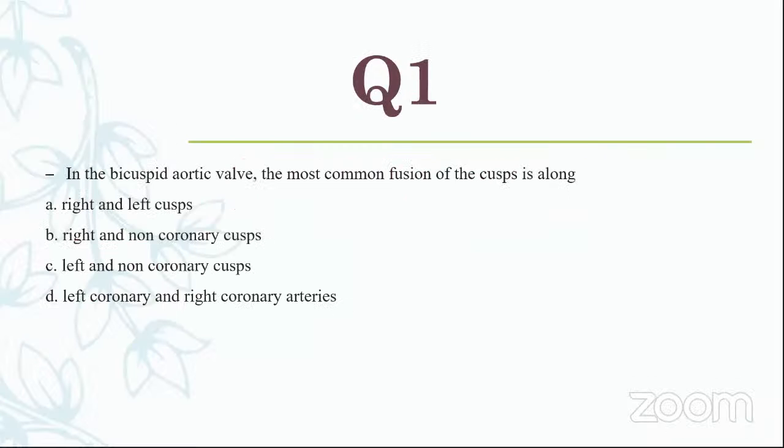Okay, this is the first question. In the bicuspid aortic valve, the most common fusion of the cusps is along which one? A, the right and left cusp; B, the right and non-coronary cusp; C, the left and non-coronary cusp; and D, left and right coronary arteries. Left and right coronary cusps.